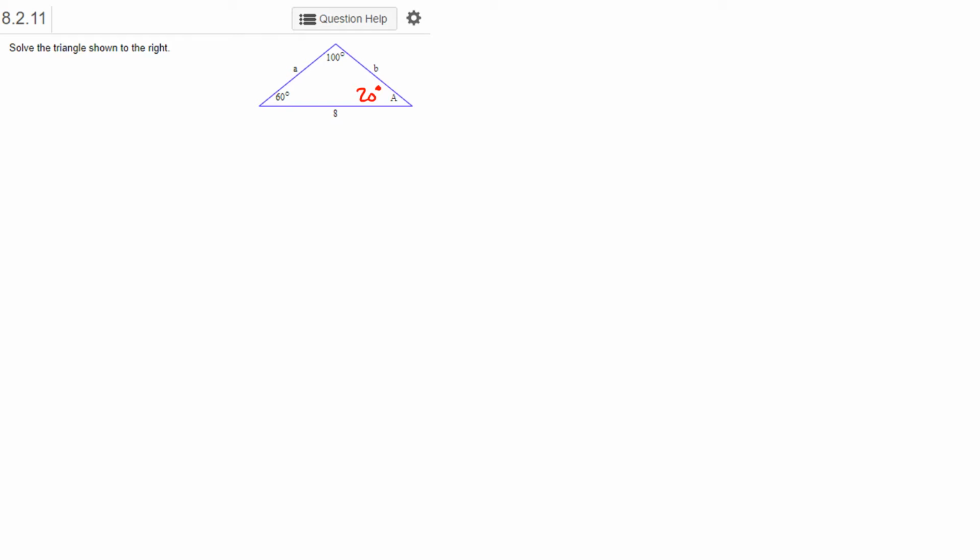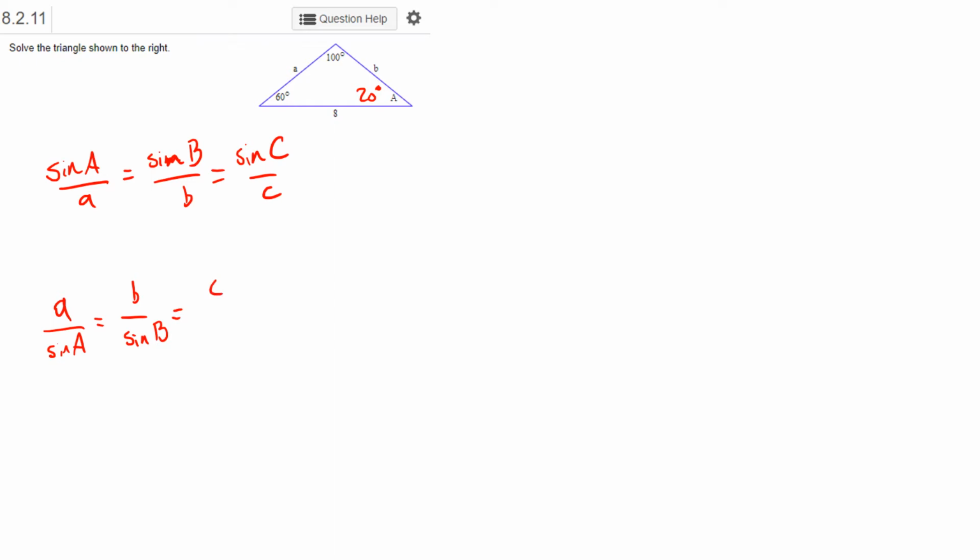So the law of sines states that in any triangle, whether it's a right triangle or not, the sine of an angle divided by the side across from it is the same regardless of which angle and side pair you pick. Sometimes this will be given as the side length divided by the sine of the angle. And that's just reciprocating what's written above.